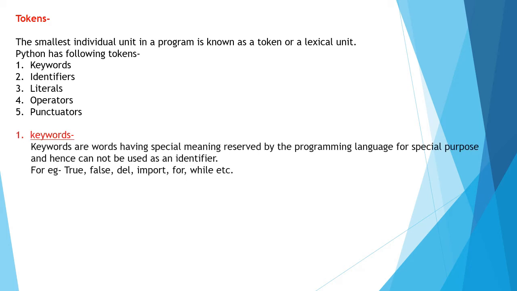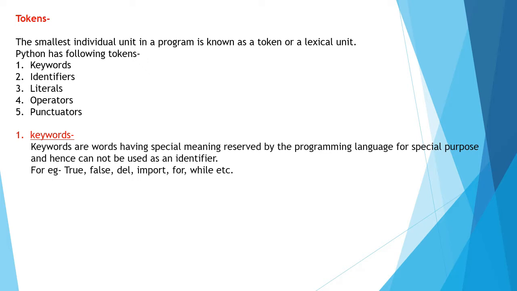First is the keywords. So what are keywords? Keywords are words having special meanings, reserved by the programming language for a special purpose, and hence cannot be used as an identifier. In any programming language, there are some words that cannot be used as an identifier or a variable name, because those words are already reserved by the interpreter or the compiler, so that they can be used at a time when you require them.